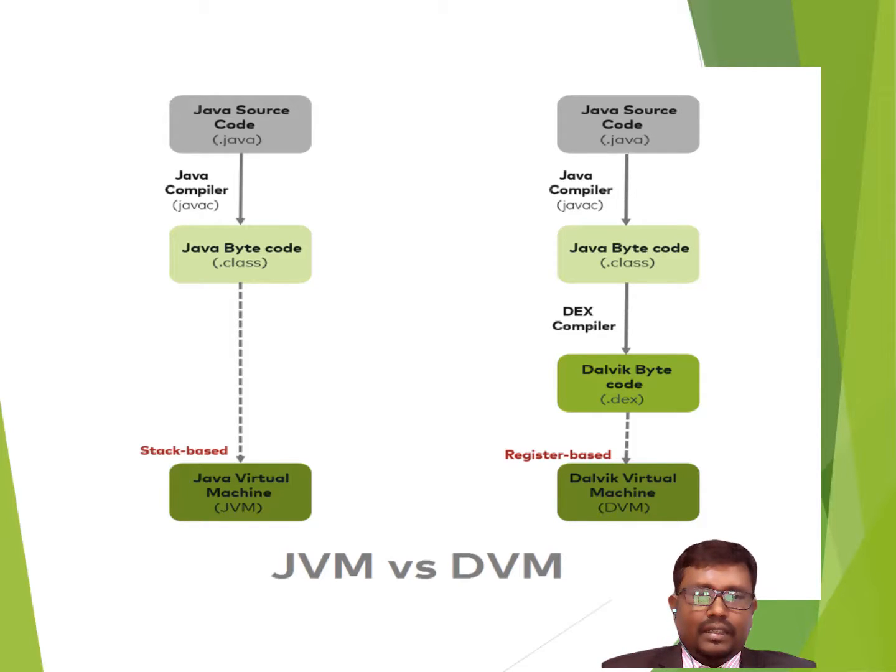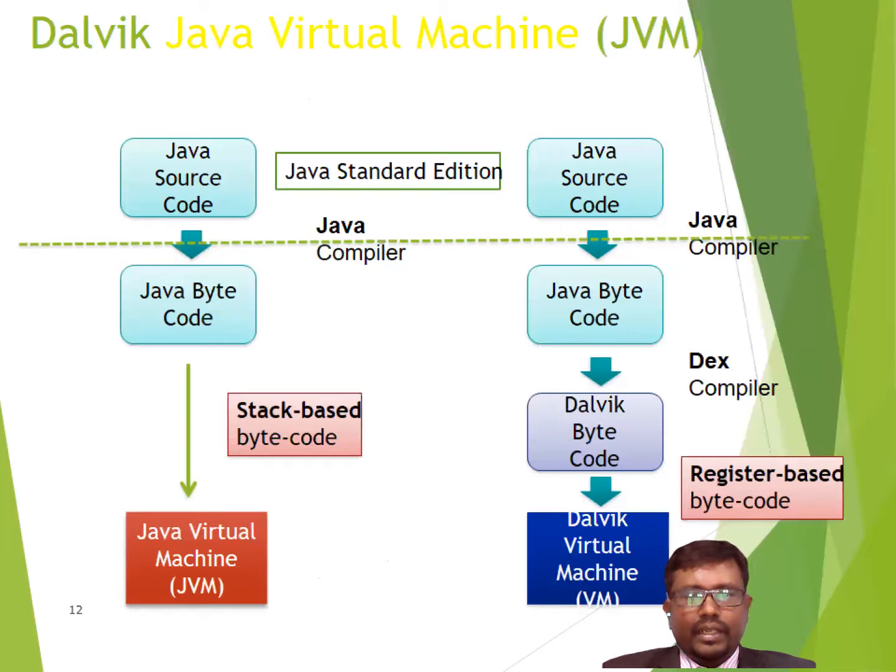Okay, you can see the next slide, which is going to give the detailed information of the execution of JVM and DVM. How the Java code, right at the top, for both compiling environments, we are giving the Java code. How the Java code is converted, right? Converted into an executable.